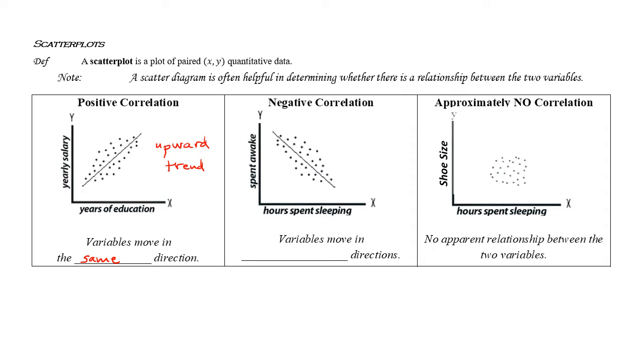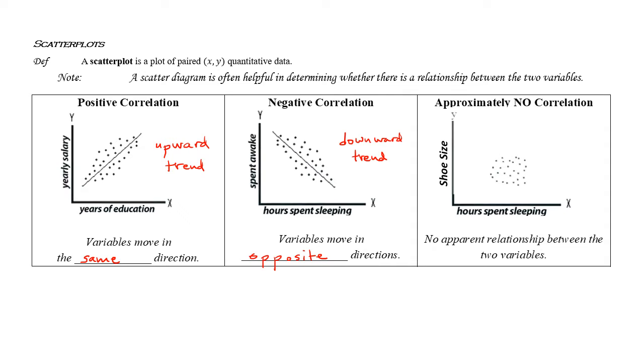When we have a negative correlation, the two variables are opposing. So for instance, here when we look at the hours spent sleeping versus the hours spent awake, we notice there's an opposite effect on one another. As one variable increases, the other variable decreases. So we notice that graphically there's this downward trend. So in this case, the variables move in opposite directions.